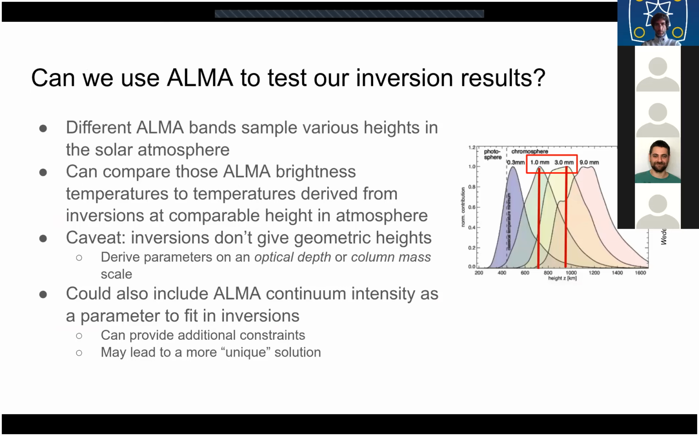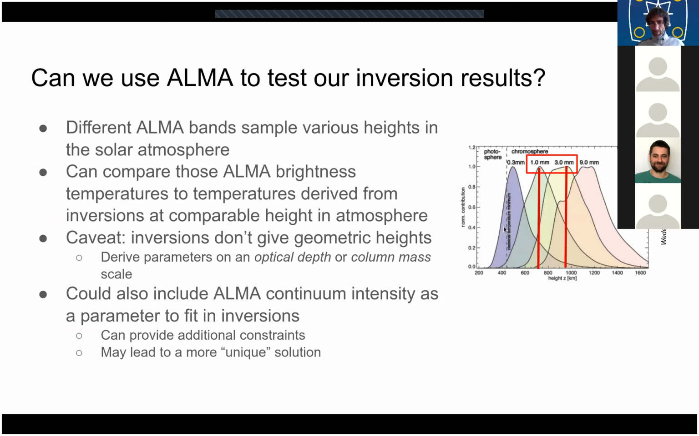So one thing that we can theoretically do with this is use ALMA observations to test our inversion results. Because of the way that the opacity of the electron gas that you're looking into with ALMA varies based on the wavelength, different ALMA bands sample various heights in the solar atmosphere. And you can see that here in this figure.